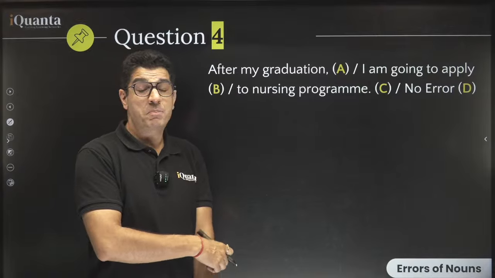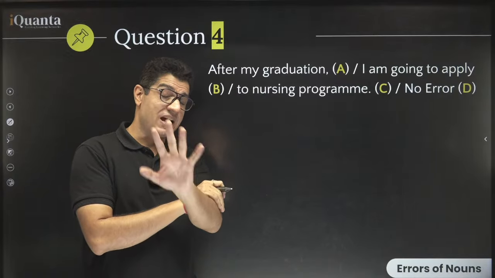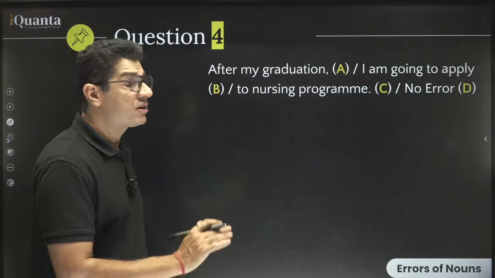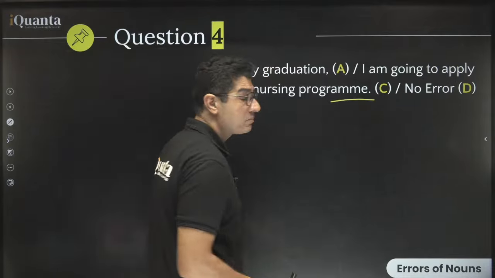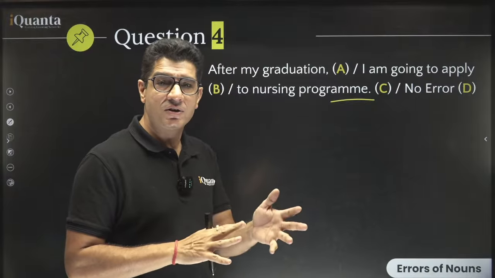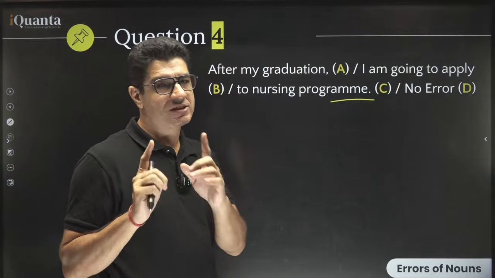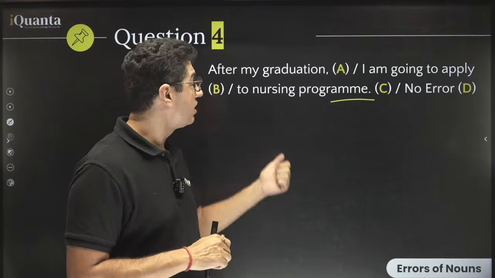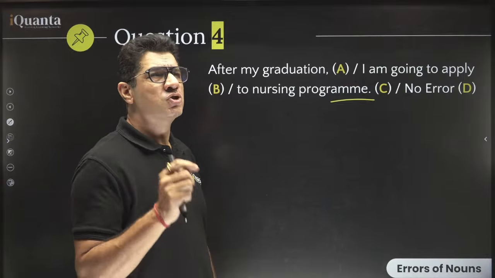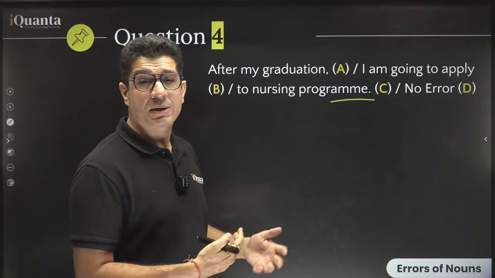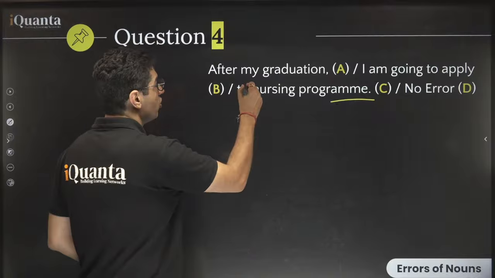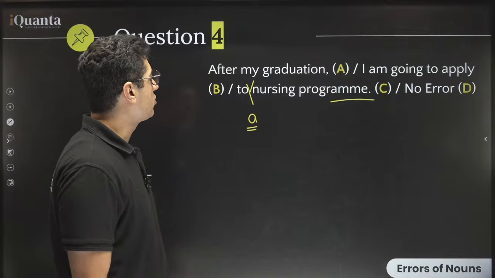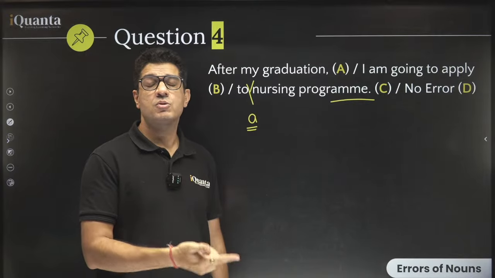I am going to apply 2 is correct. You apply to a college, to a program. But the trouble here is that you notice program is a singular countable noun. So normally a singular countable noun is supposed to have a determiner, an article before it. It is missing that article. So not putting an article is more of an exception than the rule. Okay. So we needed to have a here. After my graduation, I'm going to apply to a nursing program.